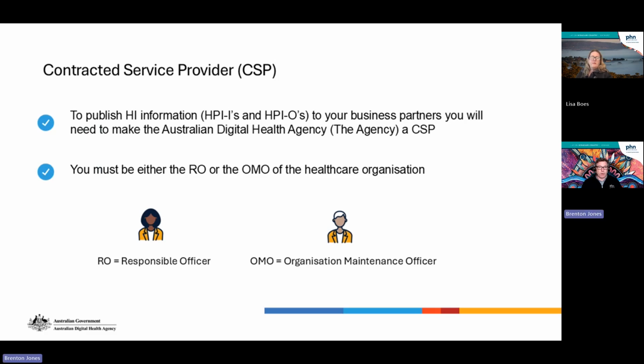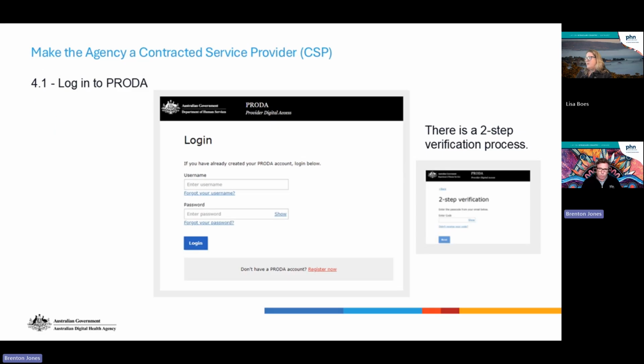So if your organisation wants to include healthcare identifiers, so it's the HPIO, in the information you publish to business partners, you need to make the agency, so when I say the agency, the ADHA, who is responsible for PCA, a contracted service provider for your organisation in PRODA, and that can be done by the RO or OMO of the organisation.